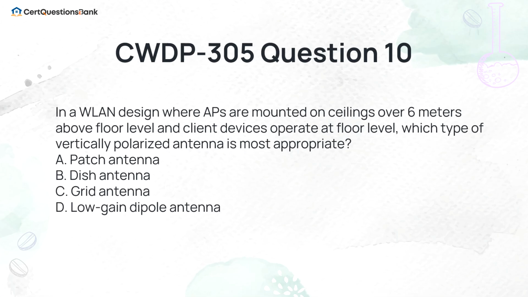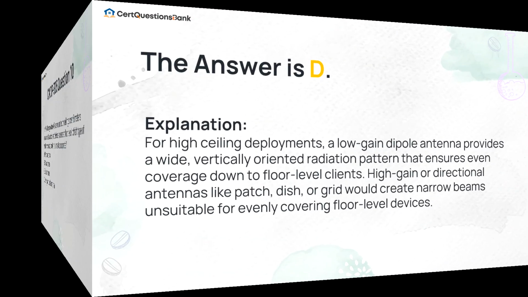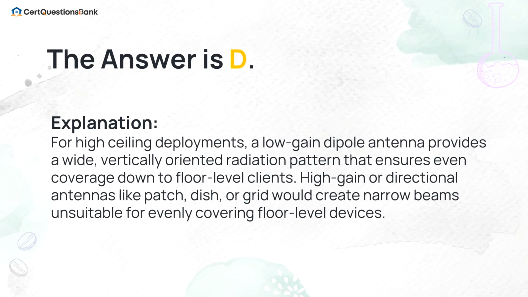In a WLAN design where APs are mounted on ceilings over 6 meters above floor level and client devices operate at floor level, which type of vertically polarized antenna is most appropriate? A. Patch antenna. B. Dish antenna. C. Grid antenna. D. Low-gain dipole antenna. The answer is D.